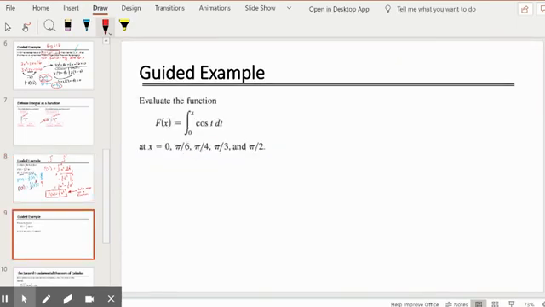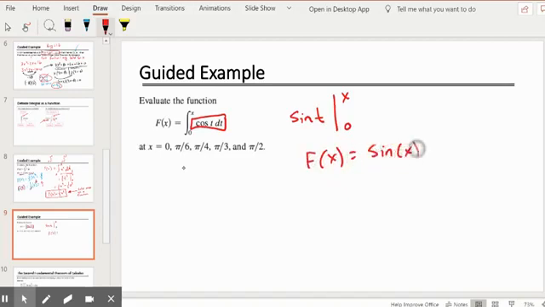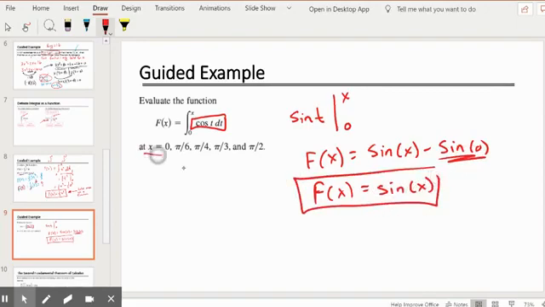Here's another example. In this example, we have a trig function. So again, F of x is a definite integral from 0 to x. And it doesn't have to be from 0. It could be any constant on the lower end of the bounds. So the antiderivative of cosine of t is sine of t. And our bounds of integration are 0 to x. So F of x is equal to sine of x minus sine of 0. Since sine of 0 is 0, F of x is equal to sine of x. And then we can evaluate this for all of these different values.